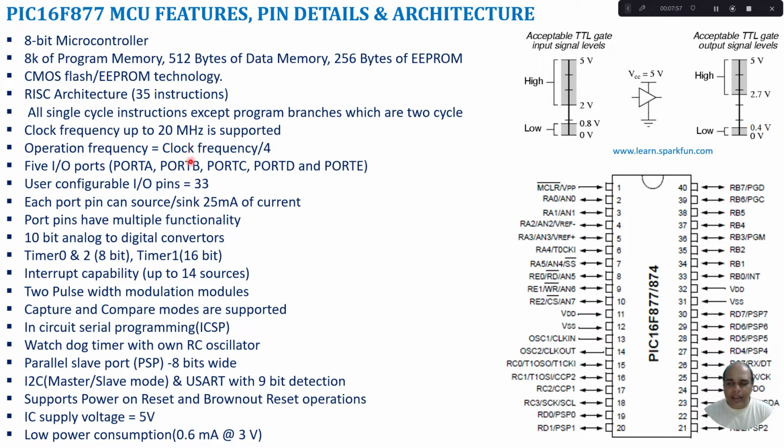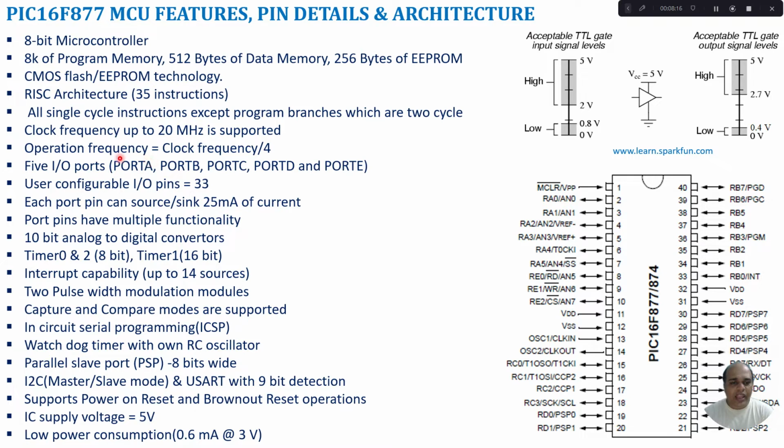And the microcontroller has 5 I/O ports, input or output ports. They are named port A, port B, port C, port D, port E. These I/O ports can be used for interfacing your input or output devices.